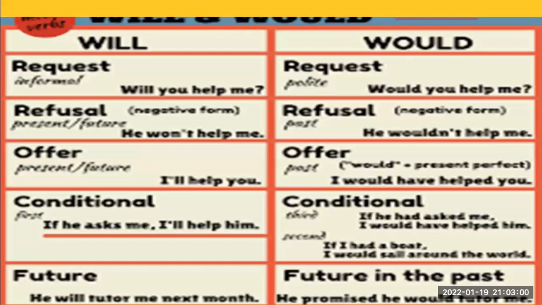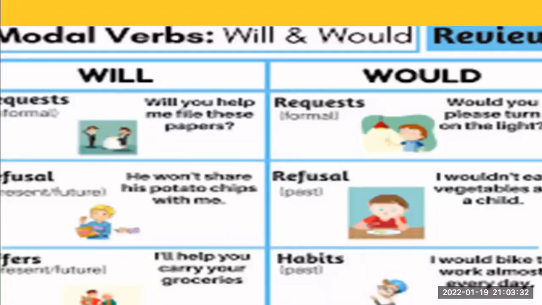Now, you can use will to talk about a future action or intention. He will tutor me next month. All right. Or I will travel to Kano next week. Then you can talk about a future in the past. He promised he would lend me his book. He would, all right?